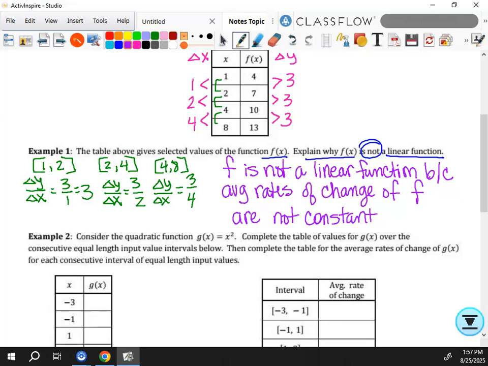Okie dokie. All right. Now, if this had been constant, that would have given me equal length input value intervals, then I could just look to see if this was constant. Because one of the things that you did in Algebra 1 was look at first and second differences. And these first differences are constant. However, since the change in x is not constant, it is still not linear.